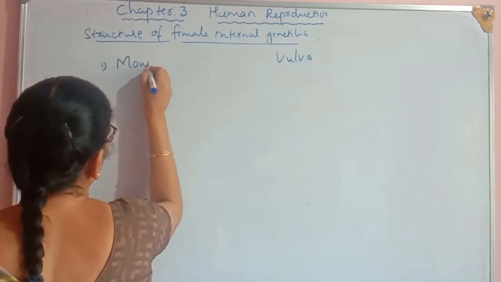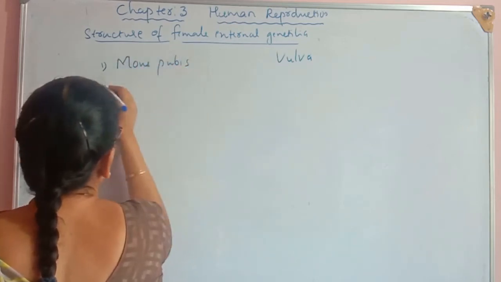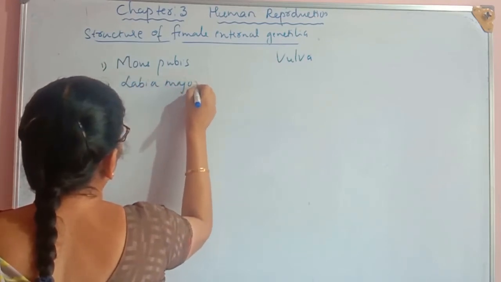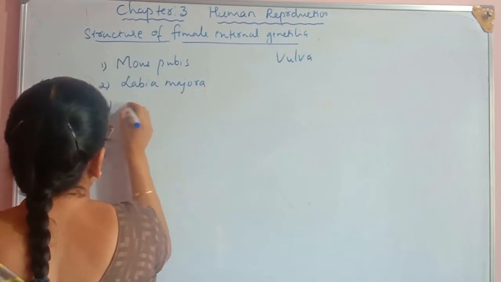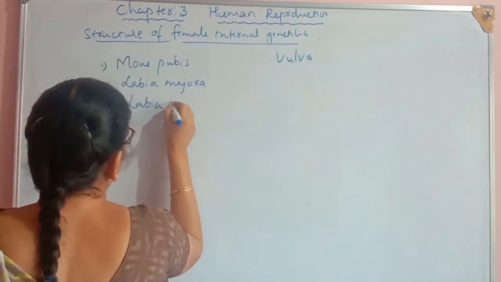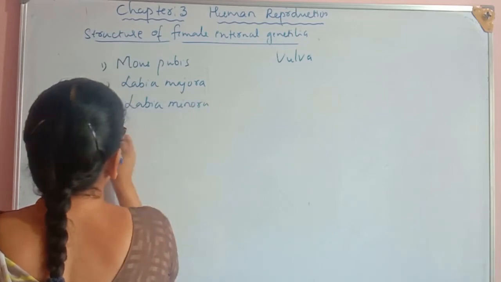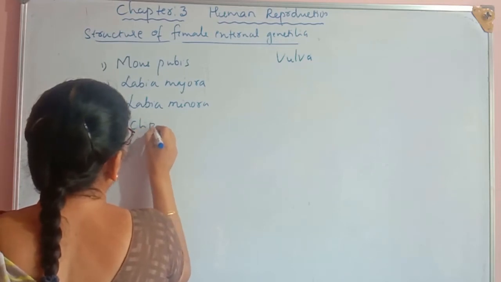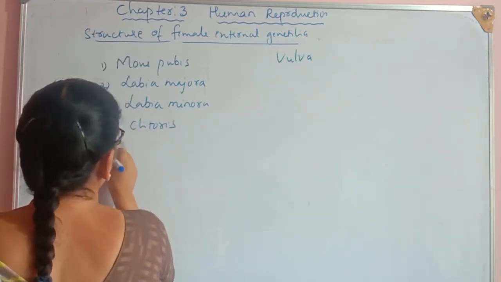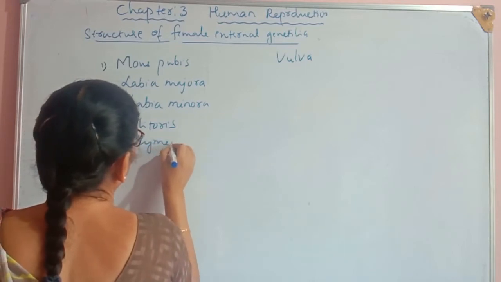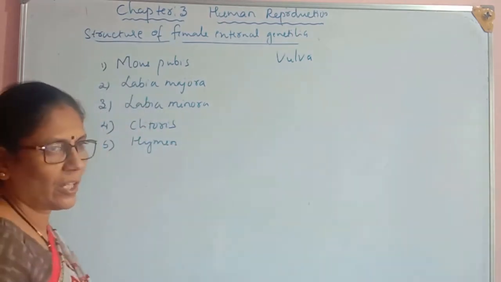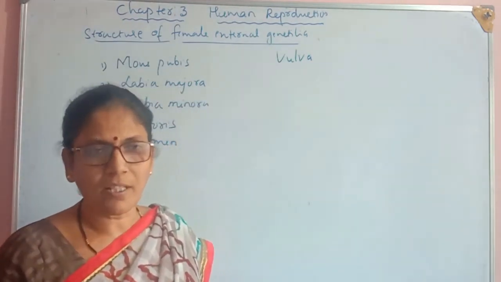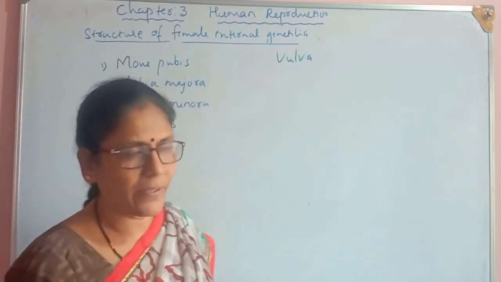Mons pubis, labia majora, labia minora, clitoris, hymen. So these are the parts which are observed in the external genitalia of female. Now let us draw the structure of all these parts.